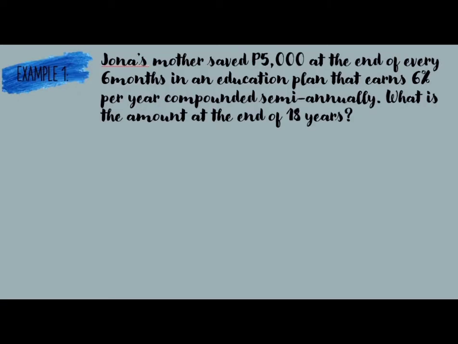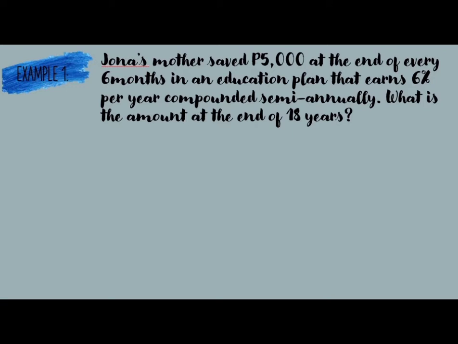Okay, now let's have an example. Example 1: Jonah's mother saved 5,000 pesos at the end of every 6 months in an educational plan that earns 6% per year compounded semi-annually. What is the amount at the end of 18 years? So, here, what we are looking for is the total amount after 18 years. So, the missing one is F, or the future value.